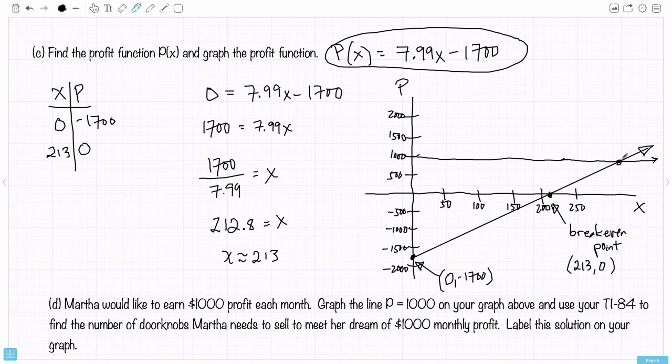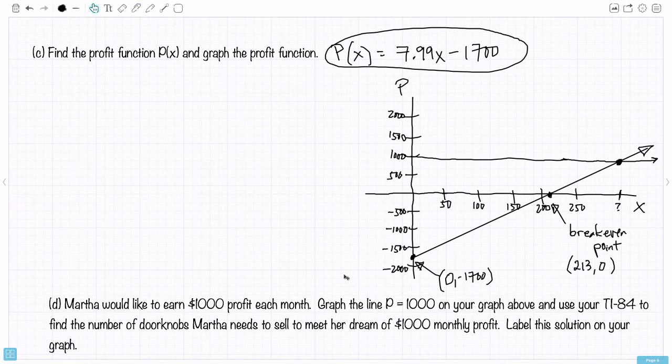And of course that's where the lines cross, and that point is where she's finding the right number of doorknobs to sell to hit that $1,000 profit. This is actually the intersection of two lines, which means that I'm really solving a system of equations. Just one of those equations is a very simple equation. So to find that point completely without a calculator, I'm going to say I want P equals 1,000 and P equals 7.99x minus 1700. I want both of those to be true.